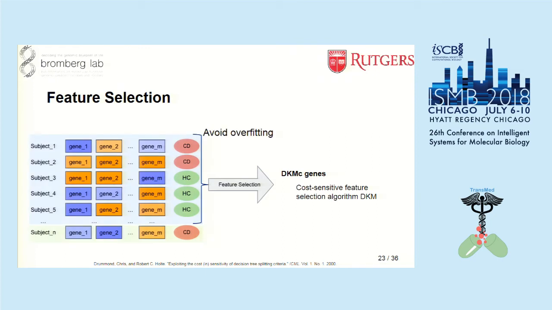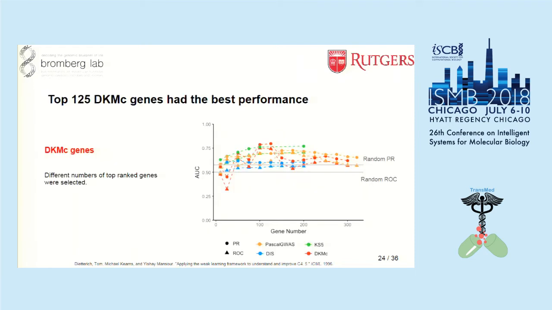And just to note that in order to avoid biases, we also did the feature selection on the training part. We found that the red dots and lines represent the DKM, which is the feature selection from our method. Then we find that the top-ranked 125 DKM genes has the highest performance, even better than the orange lines, which is the Pascal GWAS genes. So we're pretty happy about this. We chose this set as the genes for our predictive model.